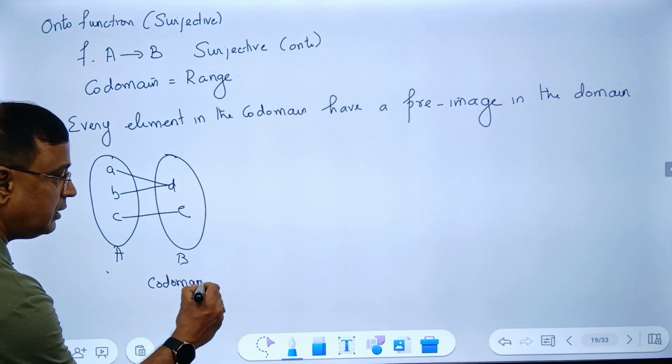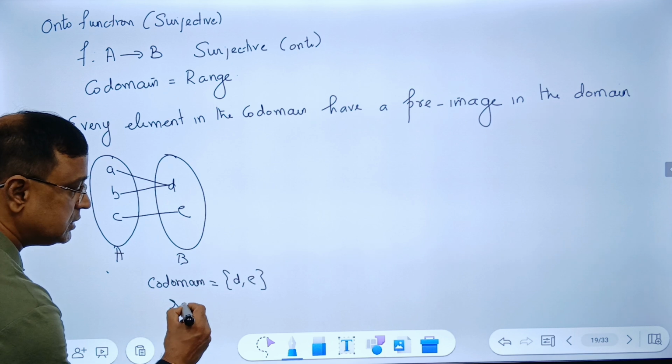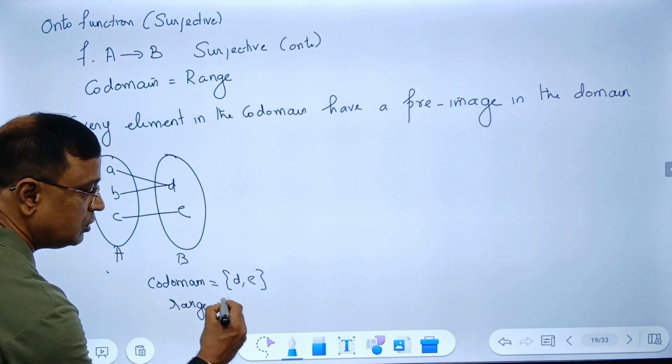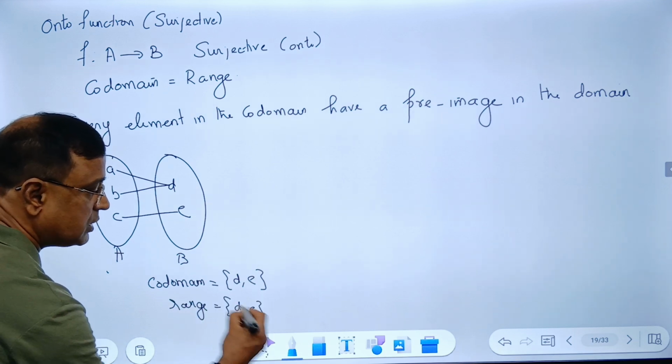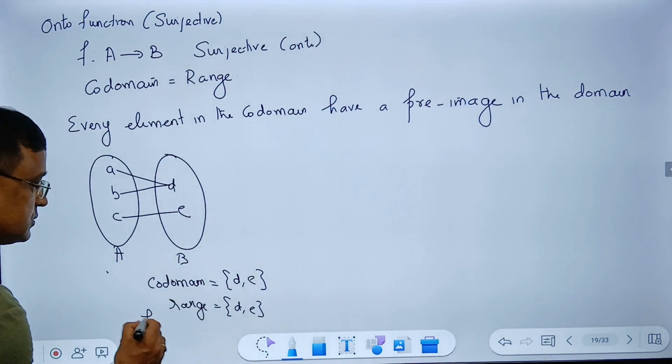My codomain is D, E. And what is my range? My range is also D, E. So clearly codomain equals range. Therefore I can say F is onto.